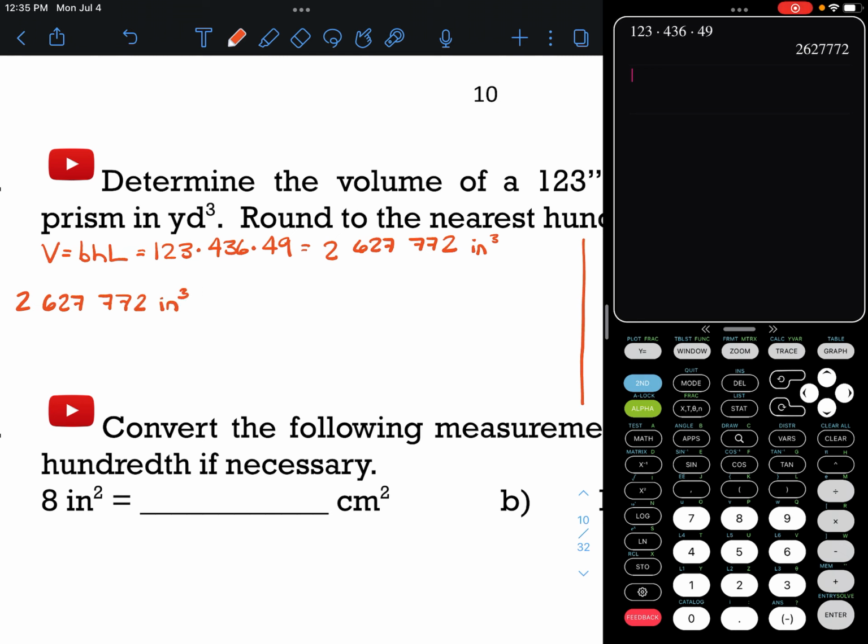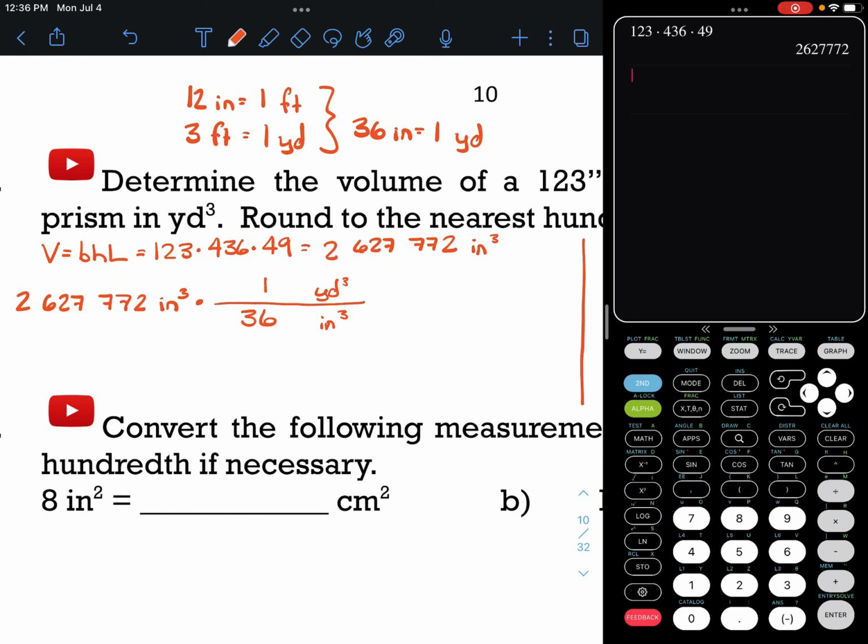So I'll rewrite it here and use the fraction method to help me out. If I want to get rid of inches, they're being multiplied right now, so I'm going to divide them, but not just inches, inches cubed. And I want to go from inches into yards. So I'll put those on top here. Now, if you think back to your conversion factors, you might remember that in 1 foot, there's 12 inches, and in 3 feet, there is 1 yard. So I'm going to combine those two into one. If I do 12 times 3, that means there's 36 inches in 1 yard.